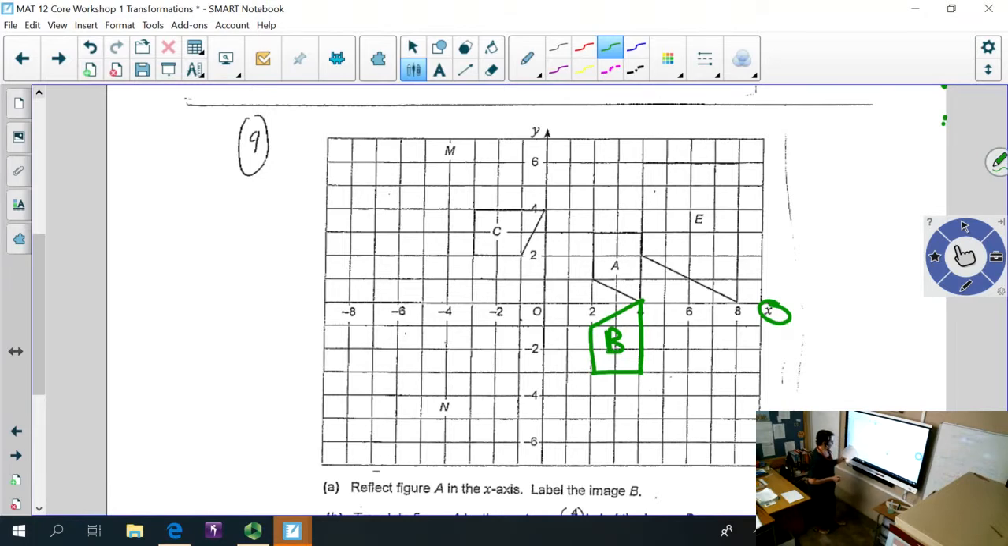Then they say translate figure A by the vector 4, -4 and label it D. Now 4, -4, this is the vector 4, -4. So from a specific point, let's take this one now. I go 1, 2, 3, 4, 1, 2, 3, 4 down because it's negative. Once you've got the first point, it's again very, very easy. You can plot all the points. But once we've got that first point, it's very easy.